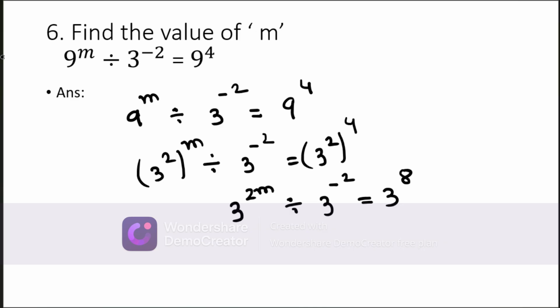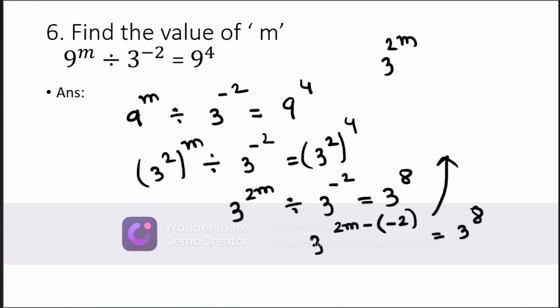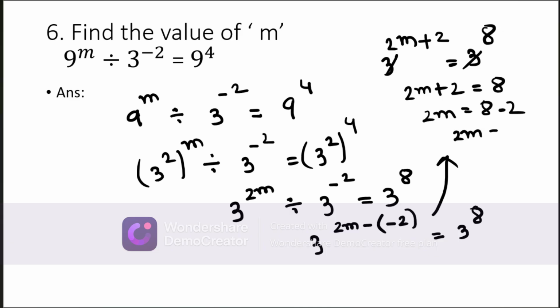Now bases are same, so in the time of division power should be subtracted. So 2m minus of minus 2 equals 3 to the power 8. So 3 to the power 2m minus of minus 2, minus into minus, that is plus 2, equals 3 to the power 8. Now compare the power. So 2m plus 2 equals 8. So 2m equals 8 minus 2. So 2m equals 6. So m equals 6 by 2, that is 3. So this is the answer. Okay. Now go to the next problem.